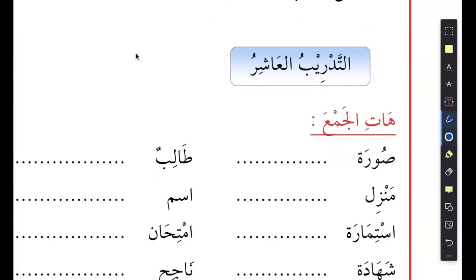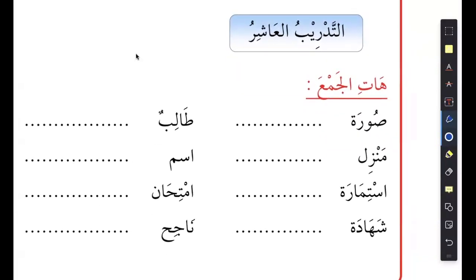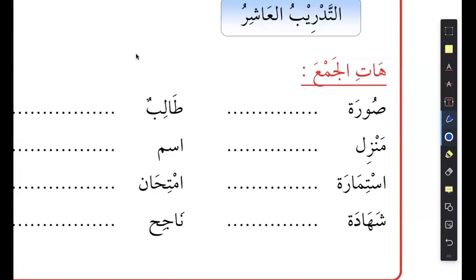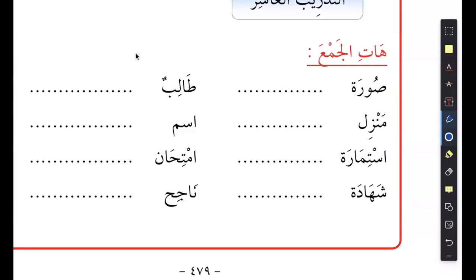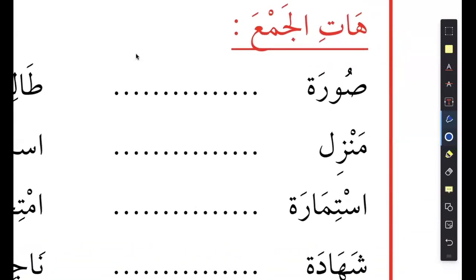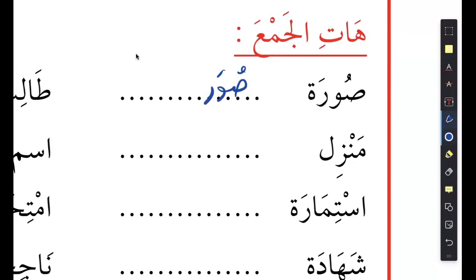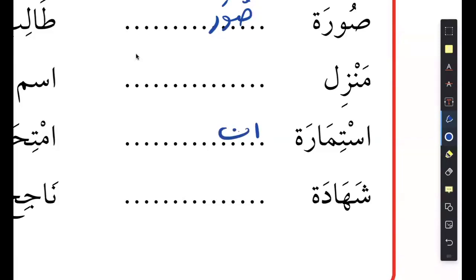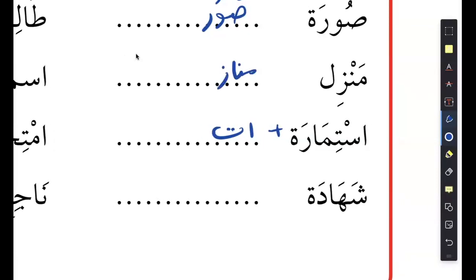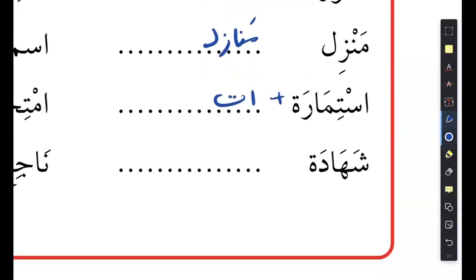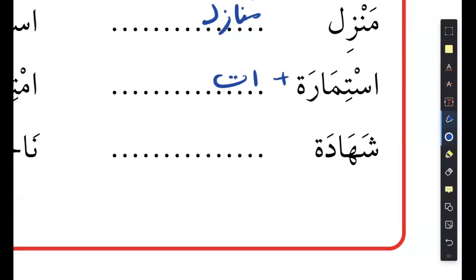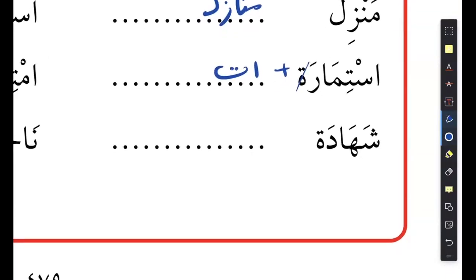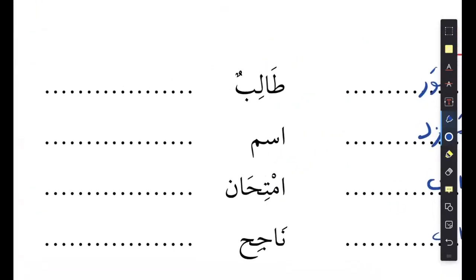So then the next exercise we have التدريب العاشر, the 10th exercise. It says هاتي الجمع. So give the plural. Now they are giving you singular, and you have to give the plural for these words. Surah, what is the plural? Suwar. Manzil is manazil. Istimara, it would be simple, alif and ta, your standard sound plural. Then istimara, we talked about its form. You just say istimarat. And of course, you know that you have to drop the ta marbuta. Then shahadatun will be the same thing, shahadat. You drop the ta marbuta and add alif and ta. Then talibun is tullab, which you already know.